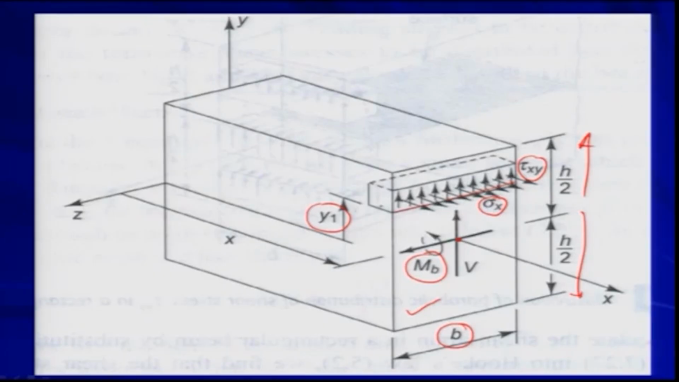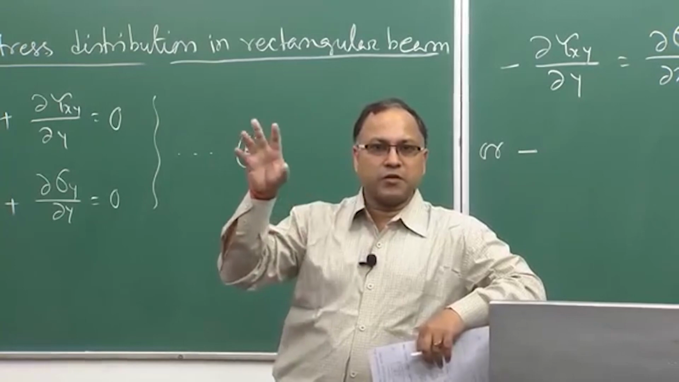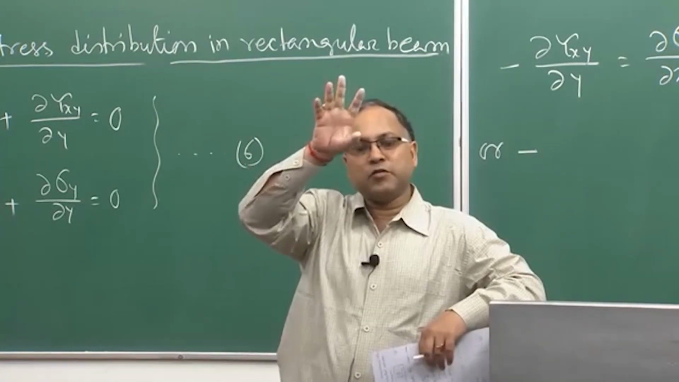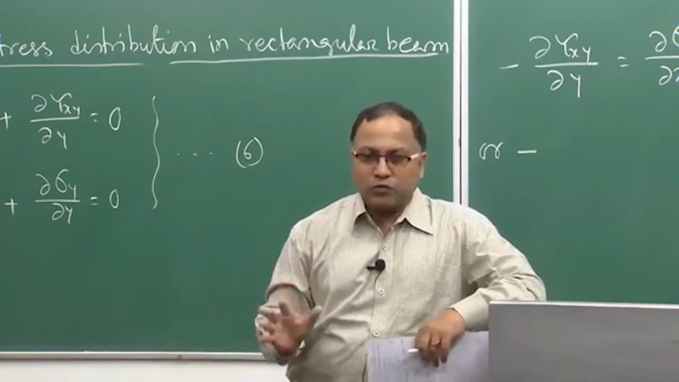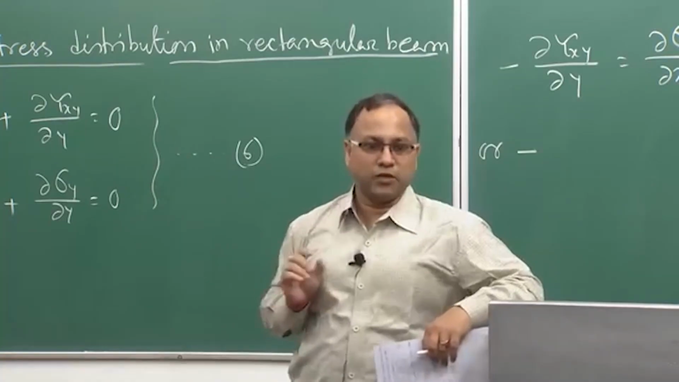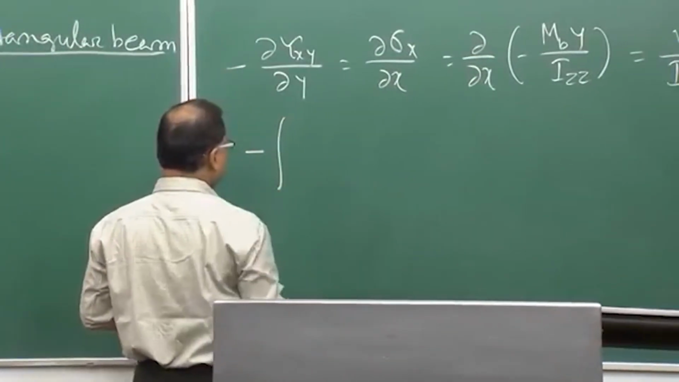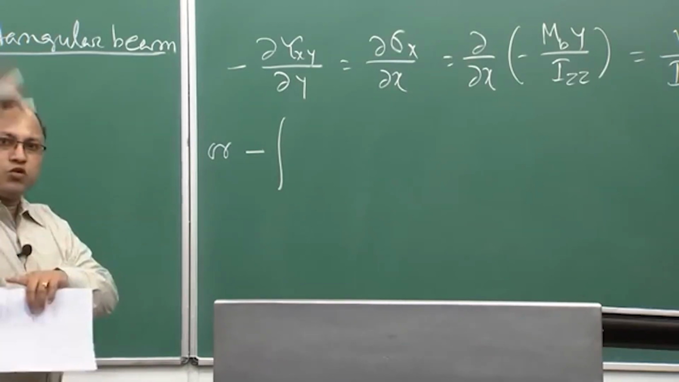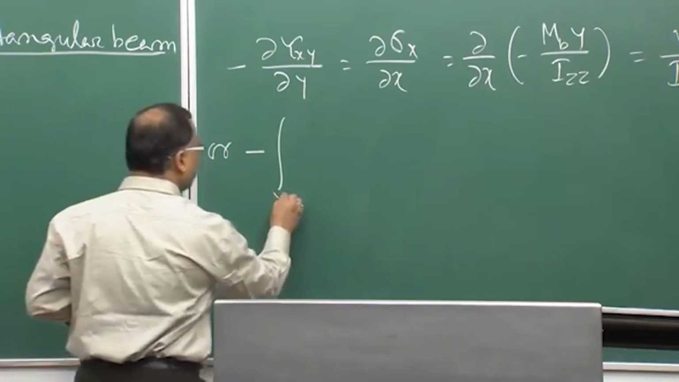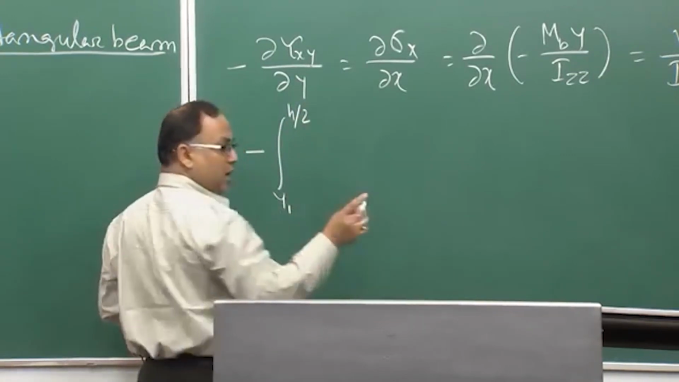So, that we are going to find out. From the fundamental principle we are trying to obtain that, and later on you can use what you have learned right now. In the previous class you have seen that tau xy is equal to V q by B I_zz. From there also you can directly get it, but we are coming from the basic principle. So, because we are interested to find out the variation of shear stress from y1 to the top surface, we will integrate from y1 to h by 2, the top surface. If you look at this figure you will get it.